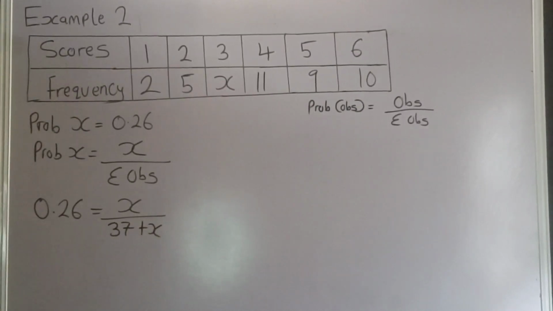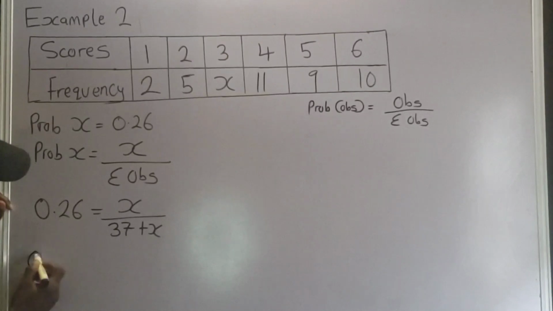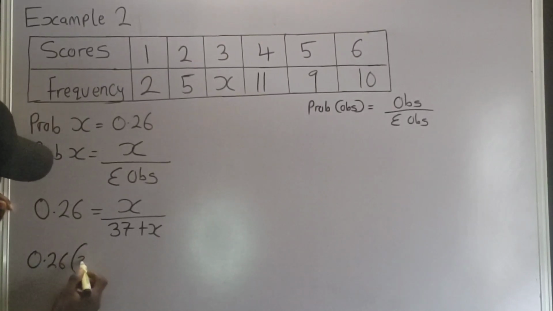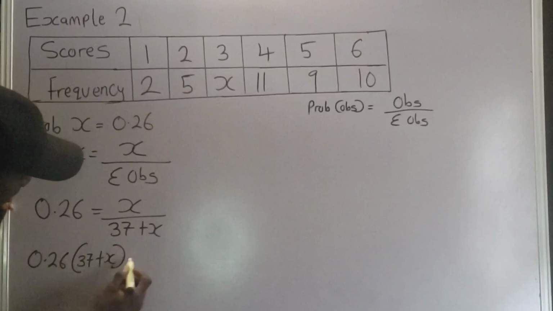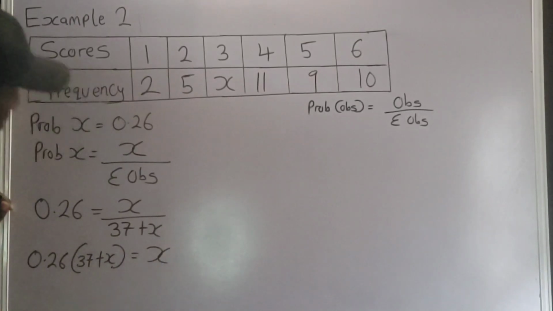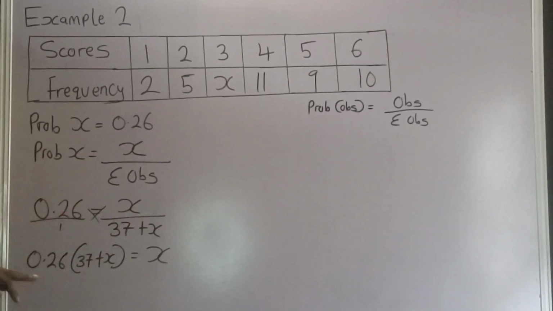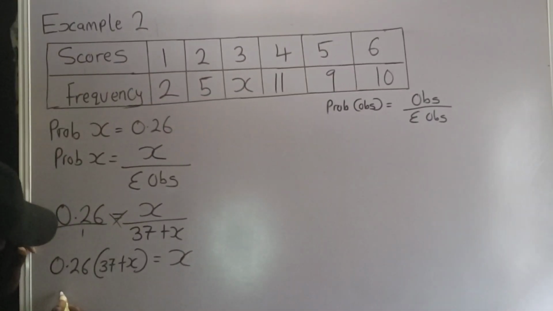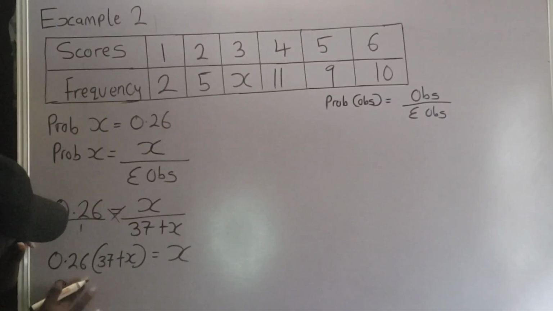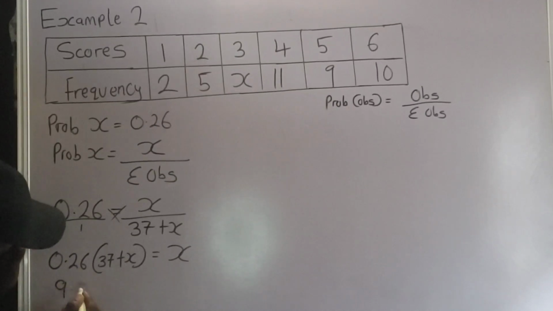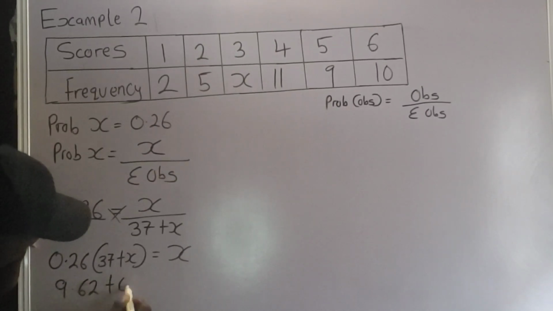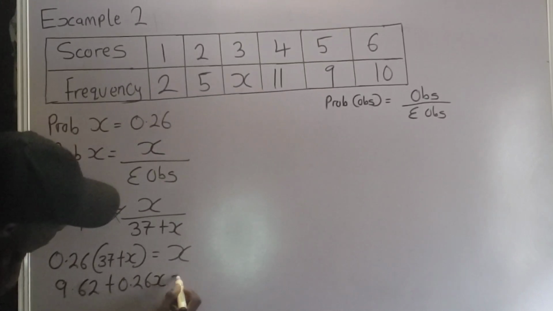So in this case, we are going to cross multiply. So we are going to have 0.26 times the bracket 37 plus x is equal to x. That is, I cross multiply this over 1. So this multiplied by this and this multiplied by this. 0.26 multiplied by x, that is 0.26x. And 0.26 multiplied by 37, that is 9.62. Sorry. 9.62 plus 0.26x is equal to x.